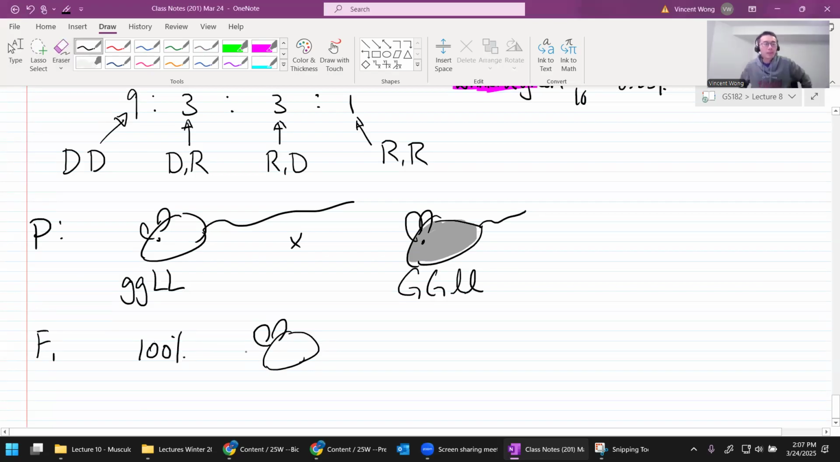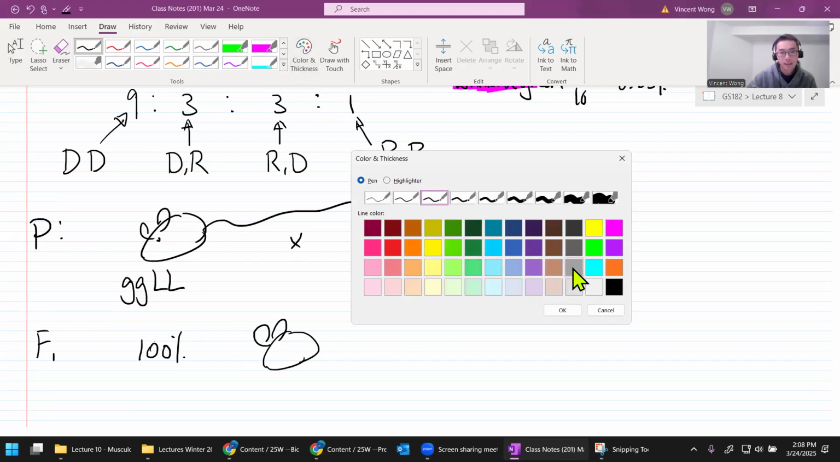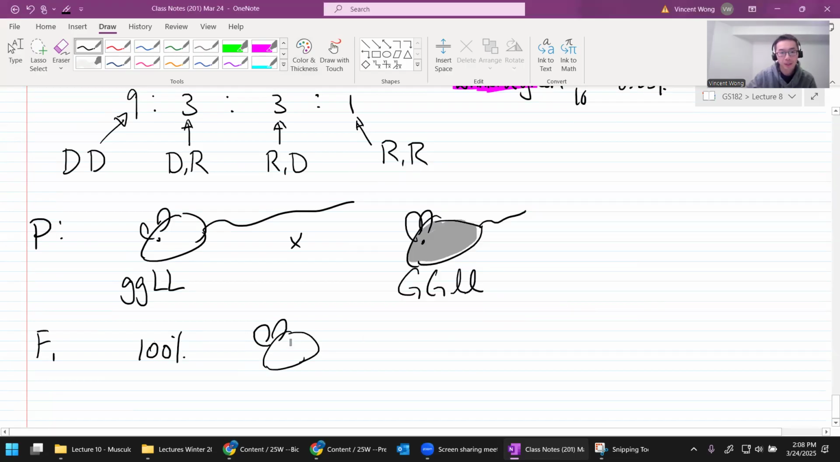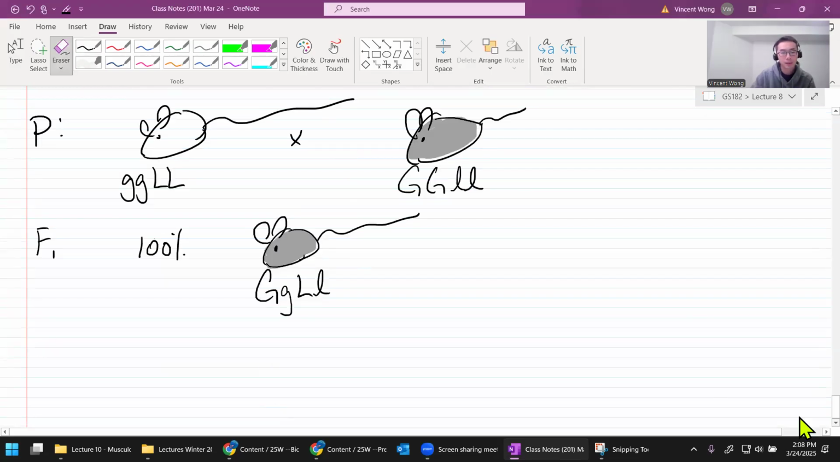100% what? What did I tell you? Is it going to be gray or white? Gray or white? It's going to be gray color, because if both parents are pure, then the dominant will show up. Long tail or short tail? Long tail, big L. Okay, so that's not the difficult part.